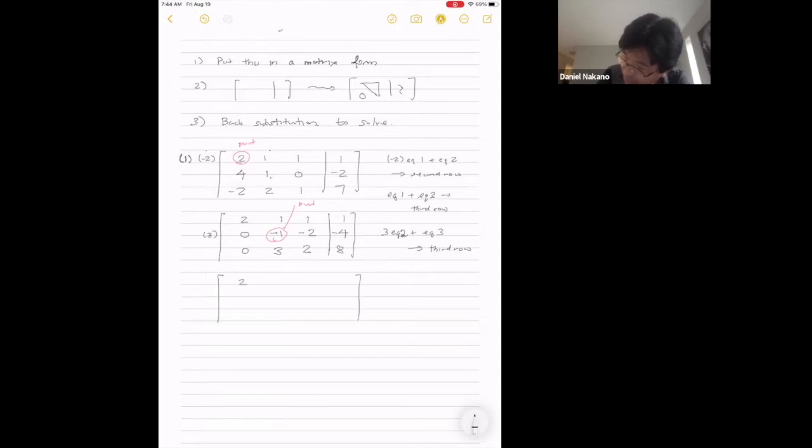So I get 2, 1, 1. I have a 1, 0, minus 2, minus 2, minus 4. And then I get 0, 0. Okay, so 3 times minus 2 plus 2 is minus 4. And 3 times minus 4 plus 8 is also a minus 4.